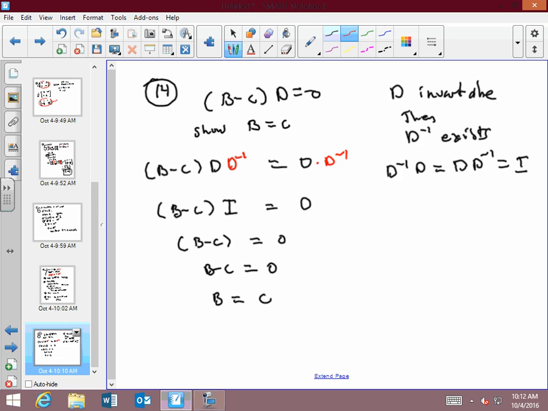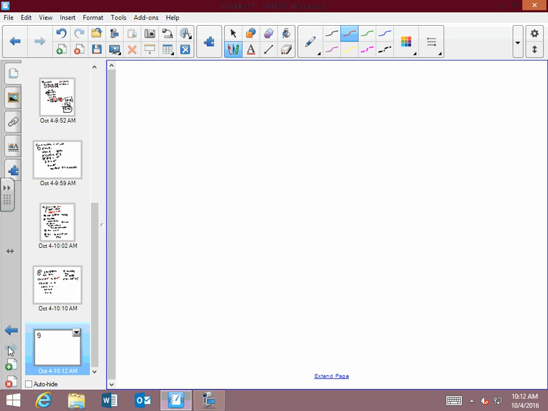16. Suppose A and B are n by n, B is invertible, AB is invertible. Show that A is invertible. And they're saying the way to do it is to have C equal AB and solve this equation for A. So we're going to use their suggestion. So C equals AB.